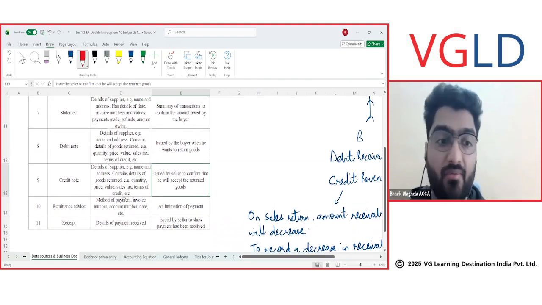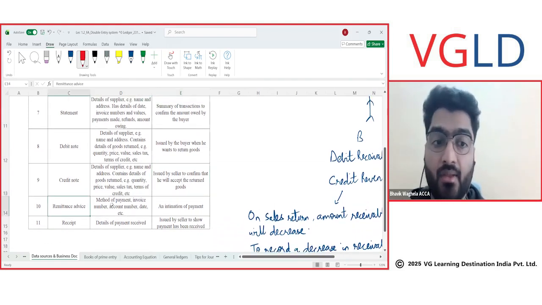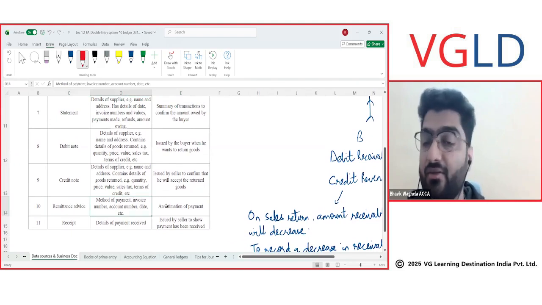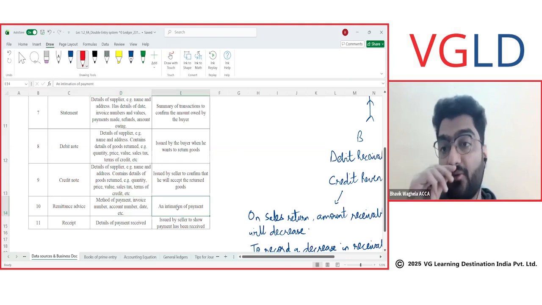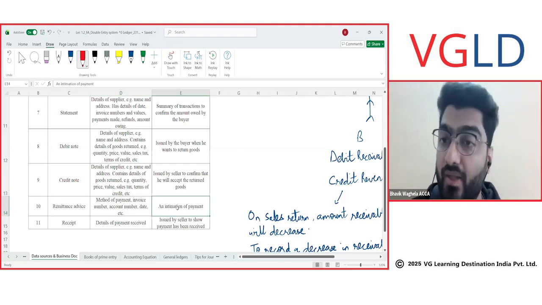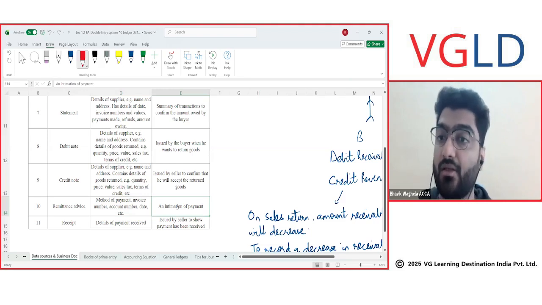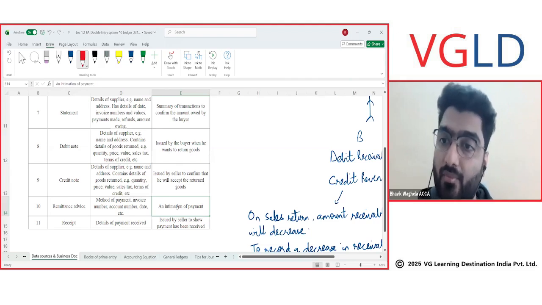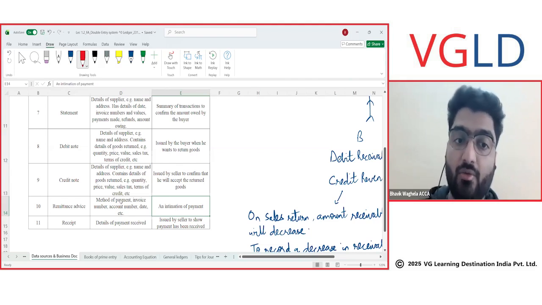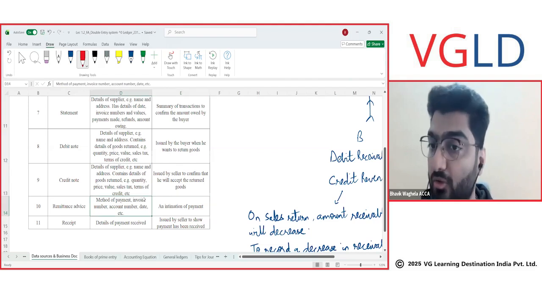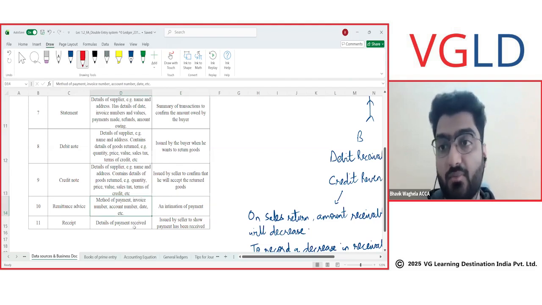Then we have remittance advice: method of payment, invoice number, account number, date, etc., as an intimation of payment. When the buyer or the customer makes a payment, they will share a remittance advice saying, listen, we have made the following payment. And that will include the method of payment. It will also include the invoice number, account number, etc.